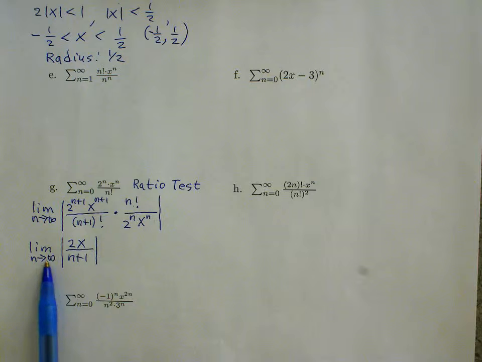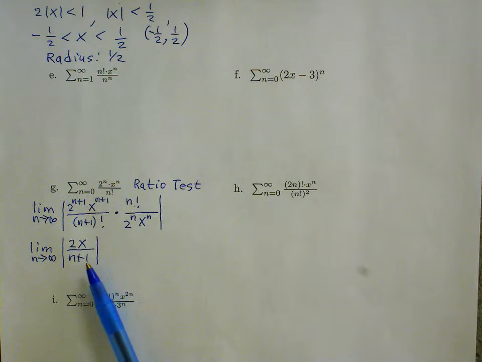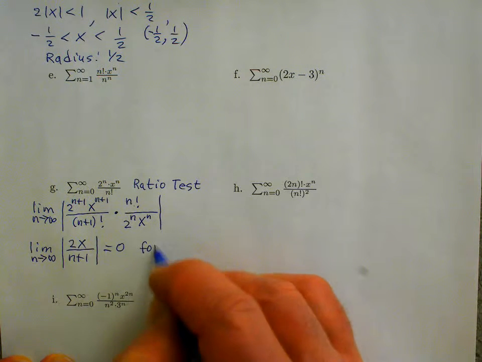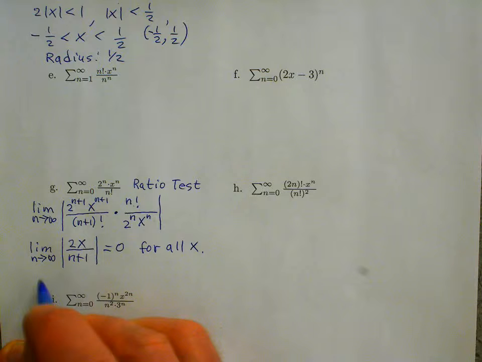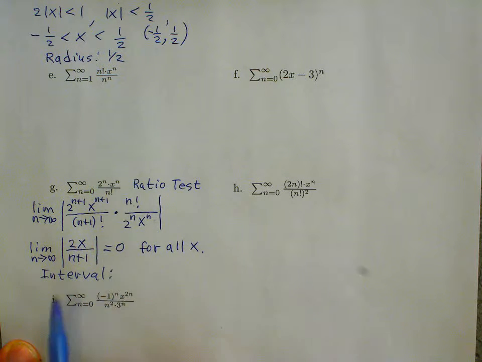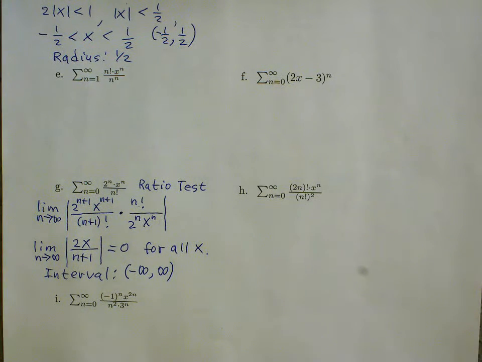So we want to know all of the values of x for which this limit is less than 1. All of them? Yeah, this is going to be all real numbers. If you pick x to be any real number and take the limit, then it's going to go to 0 because the n plus 1 is getting larger. And for a fixed x value, the numerator is constant. So this limit is equal to 0 for all real numbers x. So the interval of convergence is negative infinity to infinity. And the radius of convergence is infinity.